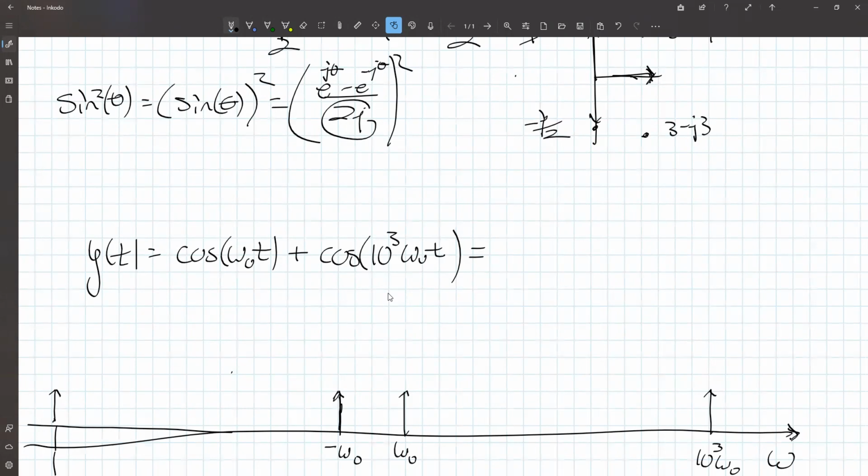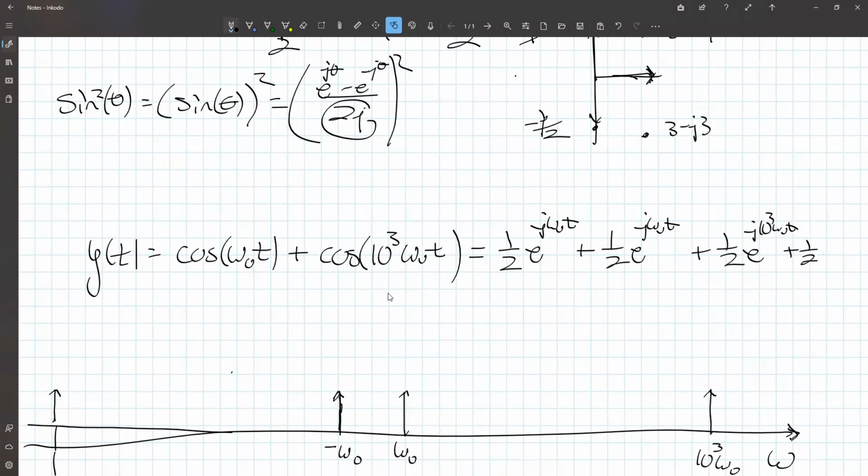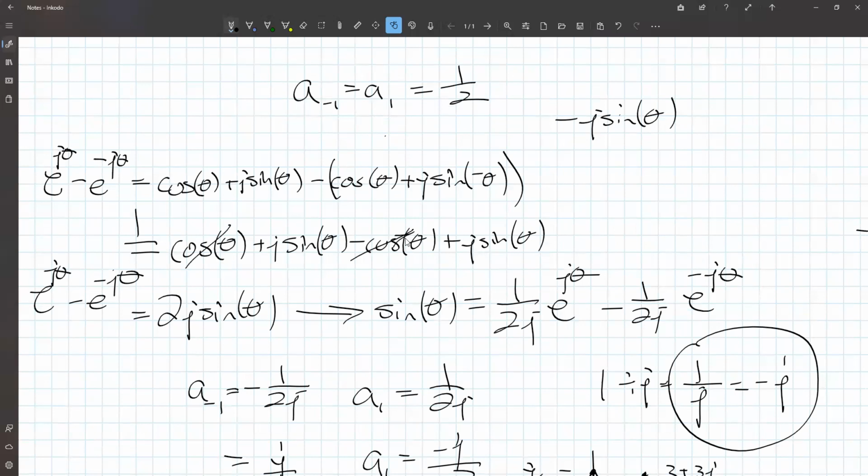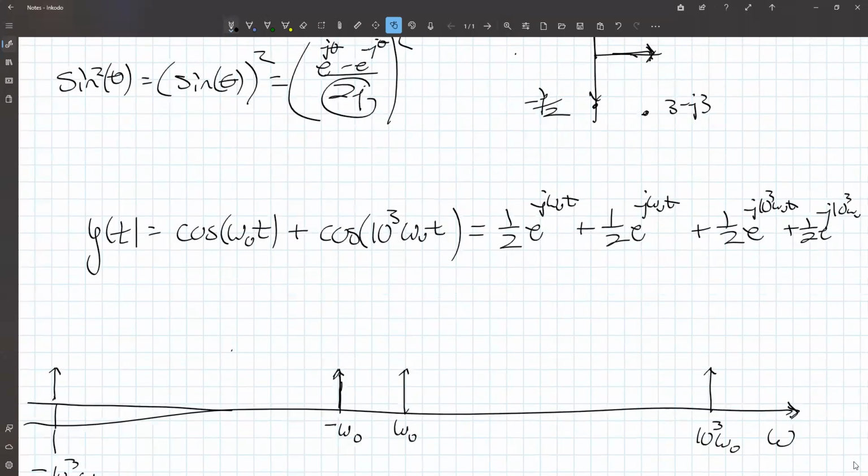When we write it as a Fourier series, I'll write this as a Fourier series real quick. We have 1/2 e to the j omega naught t plus 1/2 e to the negative j omega naught t plus 1/2 e to the j 10 to the 3rd omega naught t plus 1/2 e to the negative j 10 to the 3rd omega naught t. I don't know where that just went. There's a t in there.